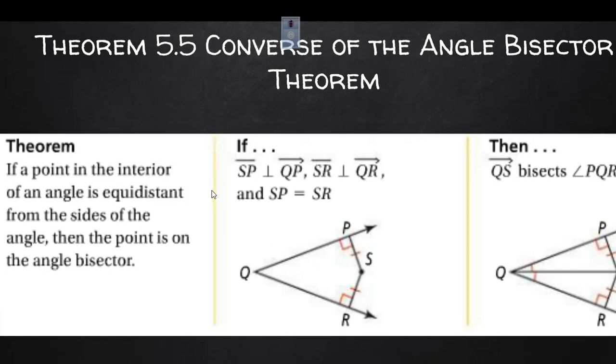So the converse of this theorem says that if a point is on the interior of an angle equidistant from the sides of the angle, then this point right here would be on the angle bisector. So if we get a picture like this and we have a point here, same distance away from both sides, then you can draw a line from Q through S here, and it would bisect your angle. So QS would be the angle bisector of PQR.